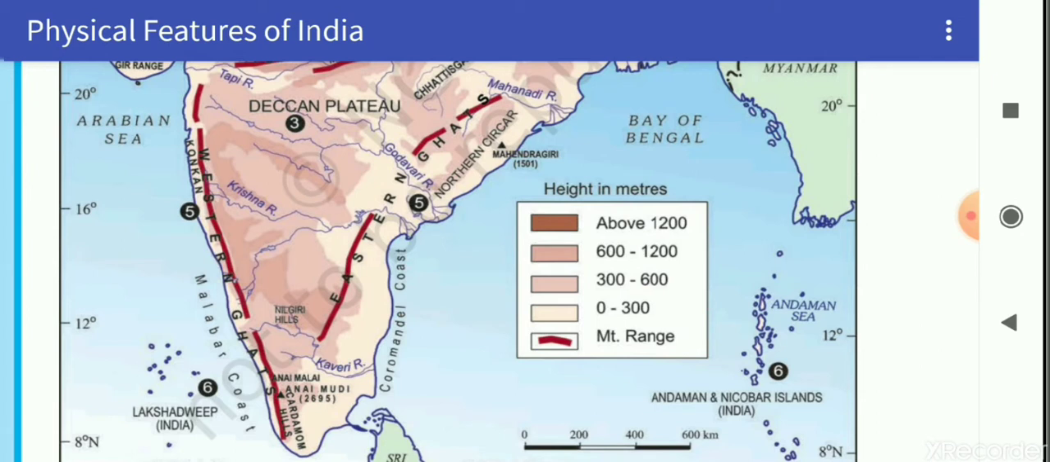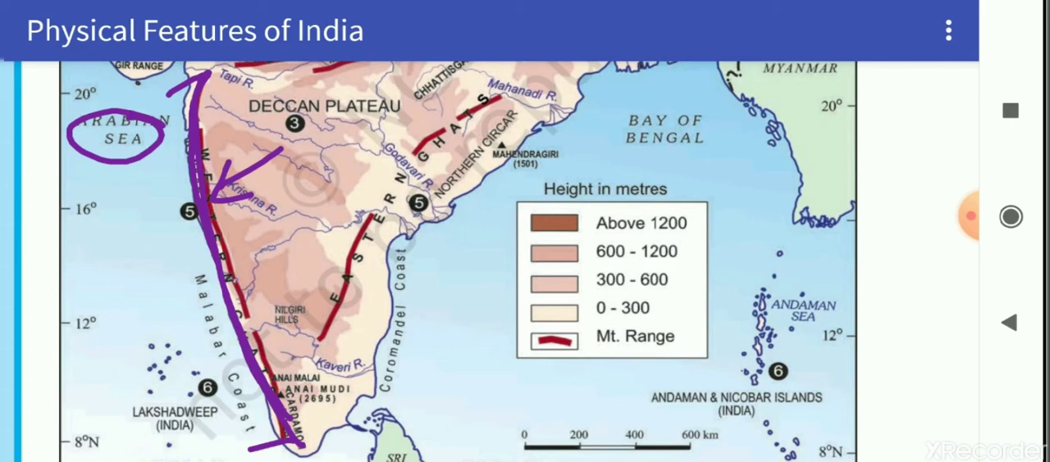The second point can be extension. It means the area from where the western coastal plain starts and where it comes to an end. So here it is the Gulf of Cambay, also called the Gulf of Khambat. From Gulf of Cambay to Kanyakumari, the total western coastal plain stretches. So this is the first extension. The other extension is that it lies between the Arabian Sea and the Western Ghat. This is another way of explaining extension.